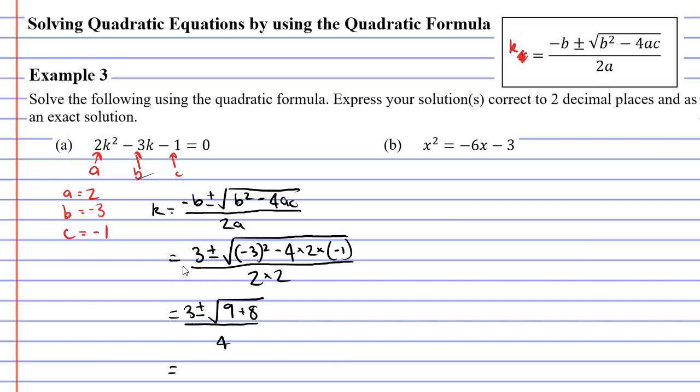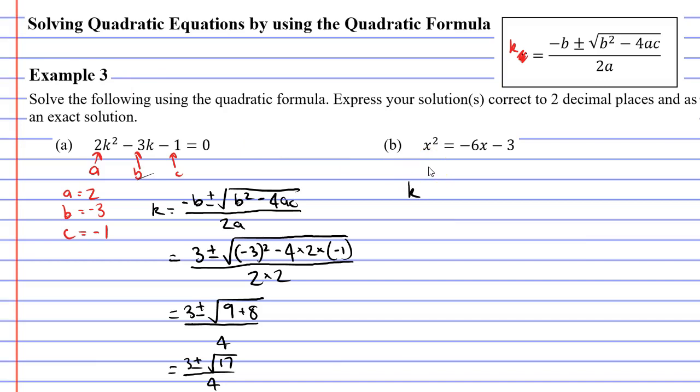Let's go one extra step for now. 3 plus or minus the square root. And 9 plus 8 is 17. So we go 17 all over 4. Now, why is it that I have a plus and a minus sign? Well, the reason for that is we need to have 2 solutions. Most of the time when you're solving quadratic equations, you're going to have 2 solutions.